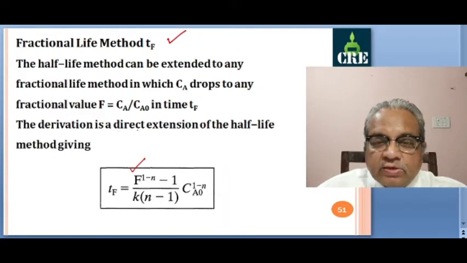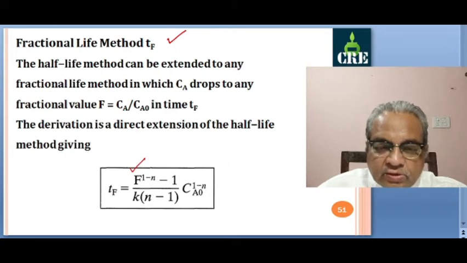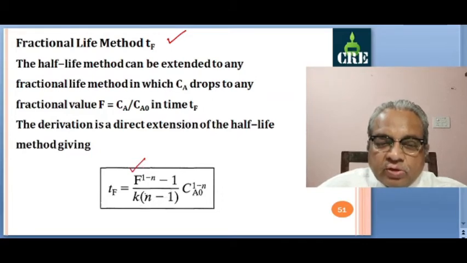Derivation is a direct extension of half-life method giving you: t half replaced, and this 0.5 replaced by fraction f. So f raised to 1 minus n minus 1 divided by k into n minus 1. This you can write as k bar or k, that doesn't matter. Ca0 raised to 1 minus n.